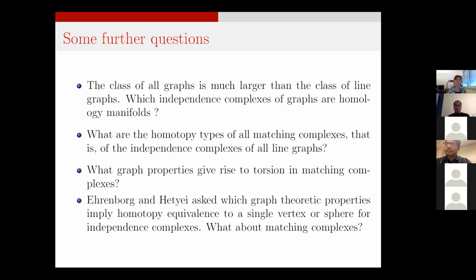Is planarity of a graph relevant? Is the length of cycles? What is relevant for a matching complex? And I find it interesting which graph theoretic properties are relevant for the structure of the complex.